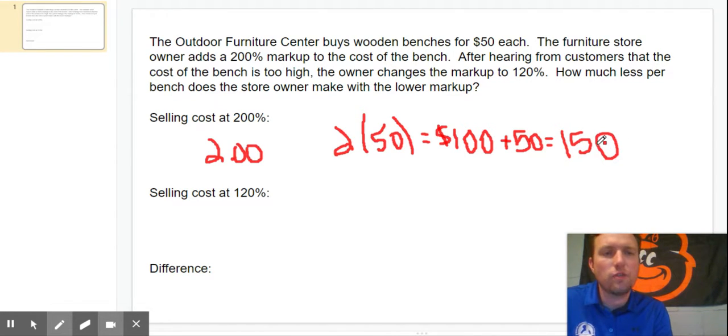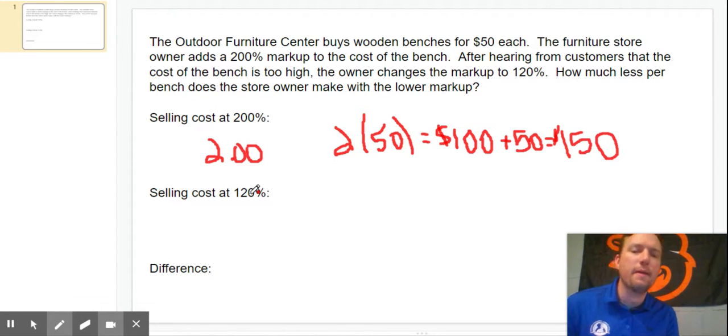Man, it's a little hard to draw with this pen. So if it was a 200% markup, it would cost $150. Now, let's see what it would cost for someone to come in and buy a bench at a markup of 120%. Same thing, we're going to turn this 120% into a decimal.